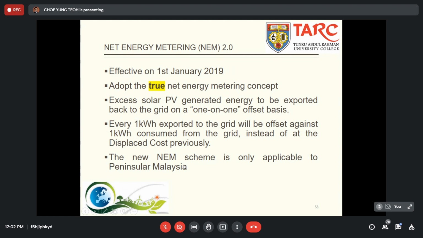And the new energy metering scheme is only applicable to Peninsula Malaysia. For those from Sabah, Sarawak, I know that you have a very big house, but it's not applicable to apply for net energy metering, because the commissioning is very difficult. First, Sabah and Sarawak are not under TNB. Sarawak is under Sarawak Energy, which is not related to TNB at all. And Sabah is under Sabah Electricity, which is a subsidiary of TNB. Still okay, but the process might be difficult, so they don't want to do it as fast. So only applicable to Peninsula Malaysia.